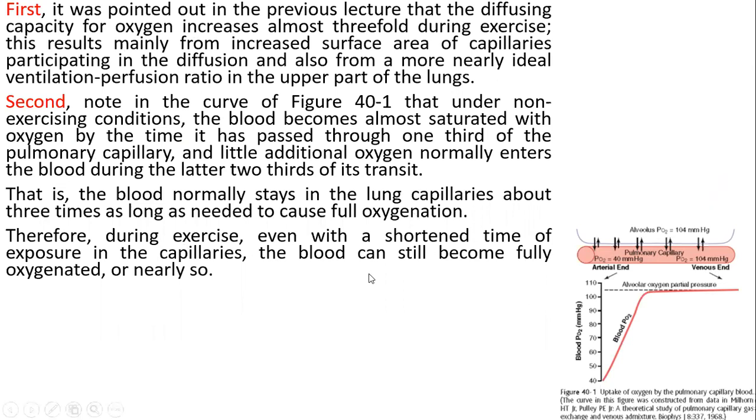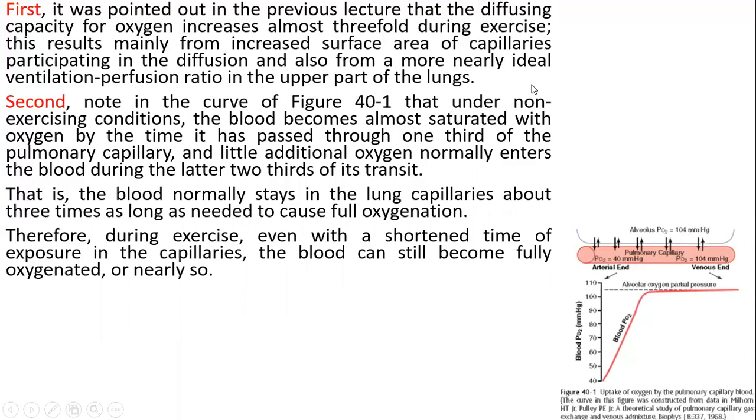It was pointed out in the previous lecture that the diffusing capacity for oxygen increases almost threefold during exercise. This is mainly from increased surface area of the capillaries participating in diffusion and also from a more nearly ideal ventilation-perfusion ratio in the upper part of the lungs.